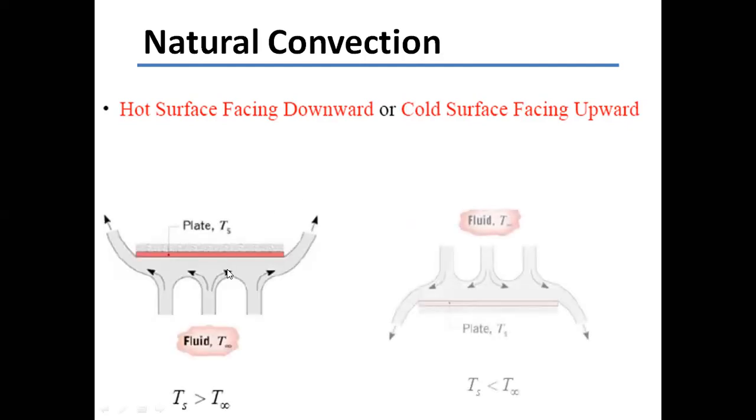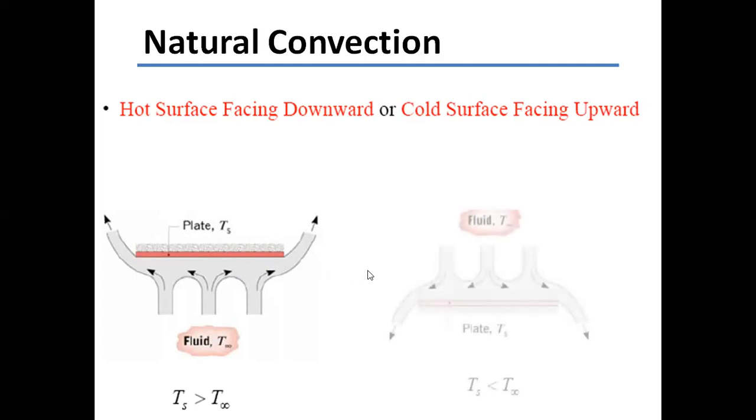So if you see here, if a hot surface is facing downward, what happens? The fluid that comes in contact with the hot surface becomes hot and its density decreases. Since its density is less than the surrounding air, this air will try to escape like this. It will rise and leave the hot surface. This will lead to a convection current setting up here. This convection current causes the heat transfer, right?